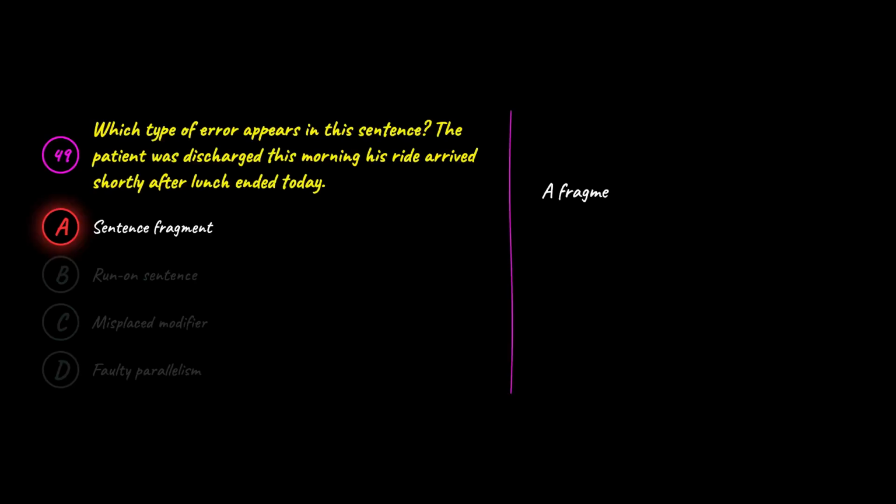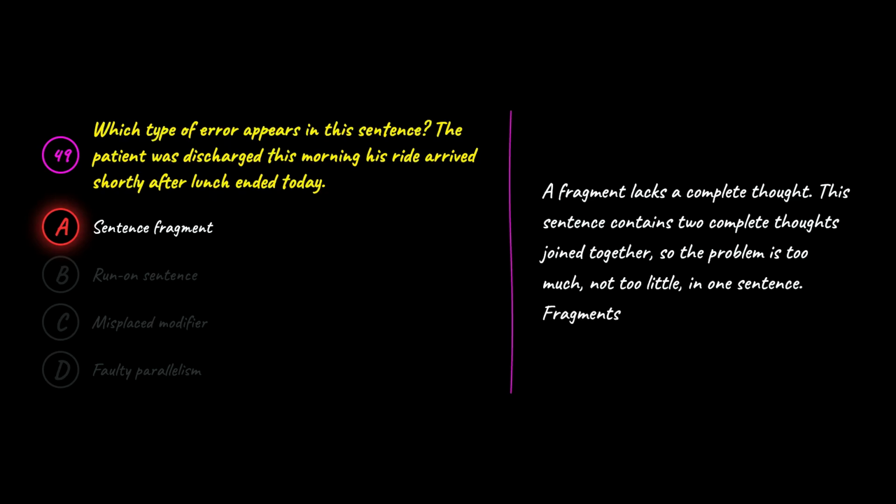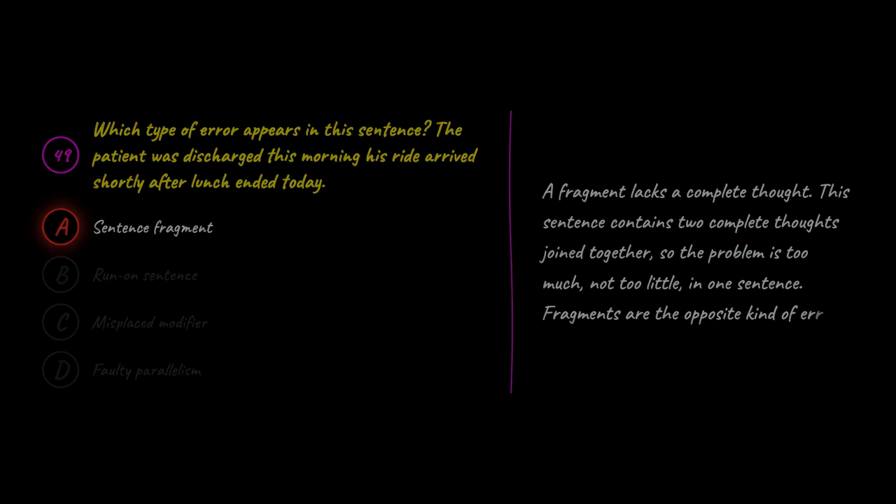A is wrong because a fragment lacks a complete thought. This sentence contains two complete thoughts joined together. So the problem is too much, not too little, in one sentence. Fragments are the opposite kind of error from this.